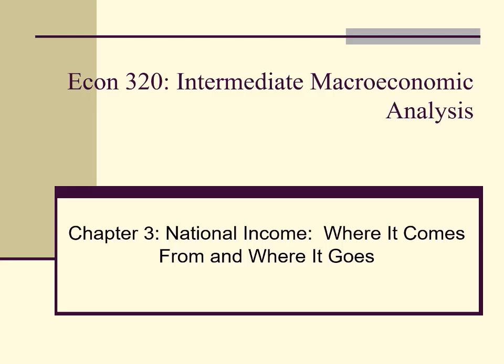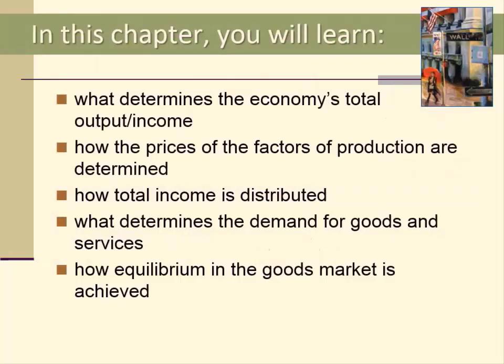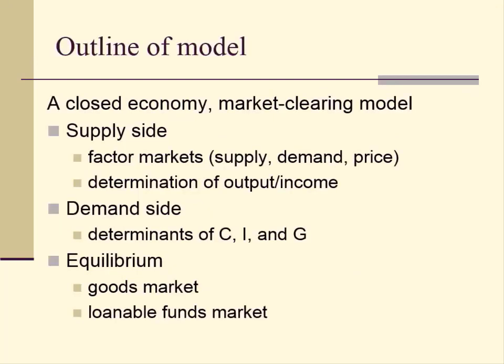Today's topic is national income, where it comes from and where it goes. Today you'll learn what determines the economy's total output, thus income, how the prices of the factors of production are determined, how total income is distributed, what determines the demand for goods and services, and how equilibrium in the goods market is achieved. The material in this chapter is the basis of much of the remaining material we'll get to later. So try to learn the models very thoroughly.